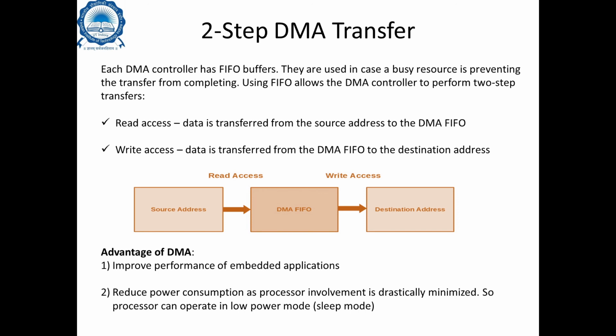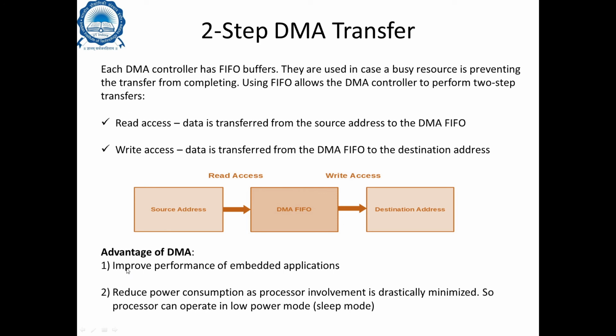So using FIFO allows the DMA controller to perform a two-step transfer. First is a read access. The data is transferred from the source address to the DMA FIFO. This is the source address of the peripheral unit. Using read access, it will transfer the data from the source address to the DMA FIFO, which is inside this DMA controller. And second is the write access, where the data is transferred from the DMA FIFO and written to the respective destination address of the RAM.